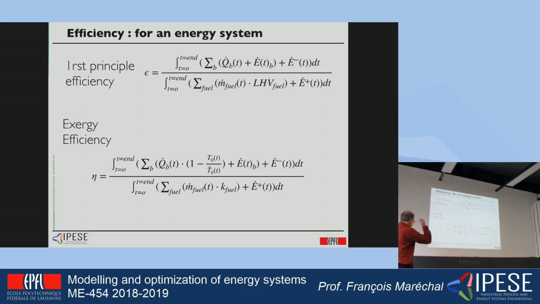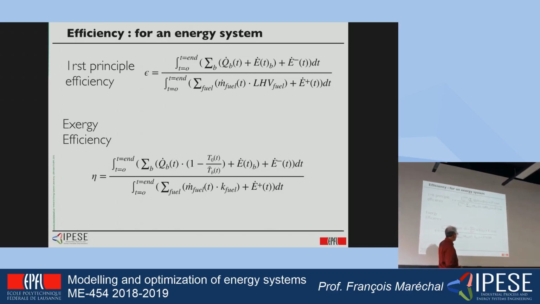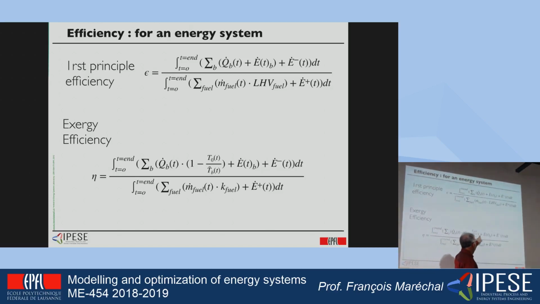I'm summarizing again. I will post it afterwards, but it's good that you write it. This is the exergy value of the heat that I'm supplying. This is the electricity consumed in the building. This is the exergy that I'm exporting. And this is what I'm consuming, which is the exergy value of the fuels plus the electricity that I'm importing. Okay?